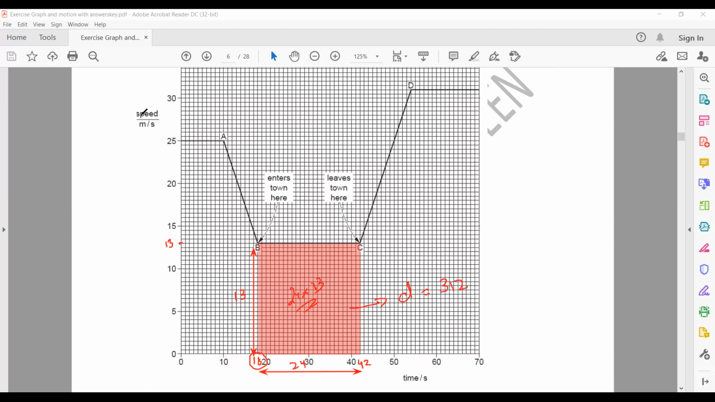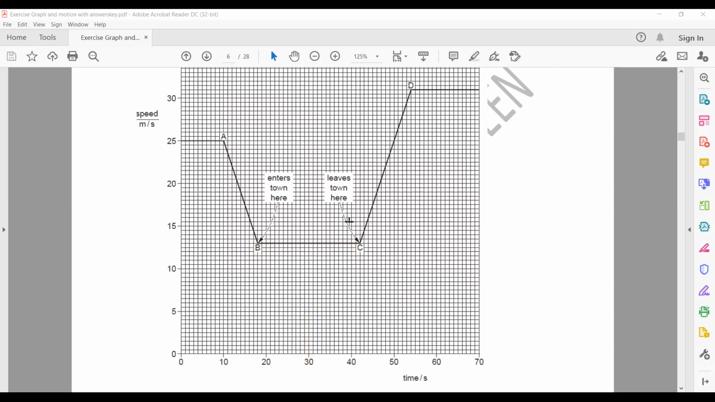And what will be the unit? Because speed is in meter per second, it will be in meters. If speed was in kilometer per hour, then it will be in kilometers. Is this question clear, how we calculate the distance traveled by the car from the start and end of the town?